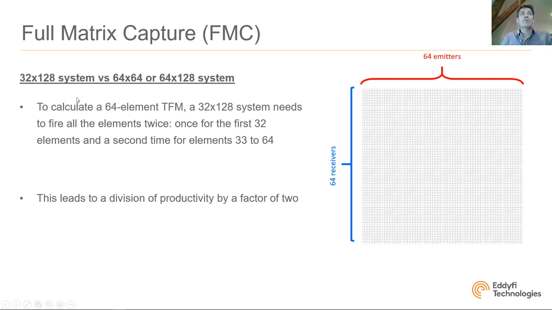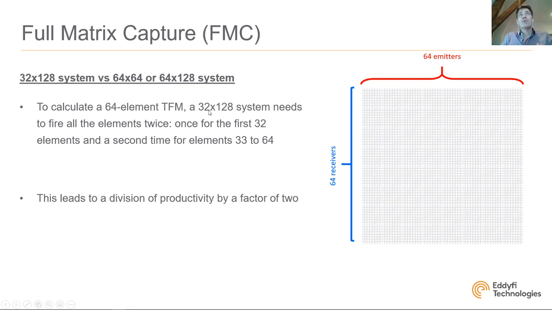We are all familiar with PAUT systems like 32.128, 64.64, 64.128 systems. The architecture actually has an impact on the productivity of your TFM. If you want to do a 64 element TFM, which I just showed, we're going to have 64 emitters, 64 receivers. Every single time we fire on a 64 element architecture, you're going to receive on 64 elements.